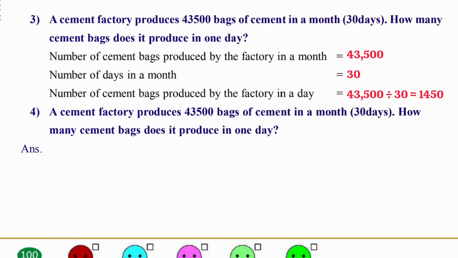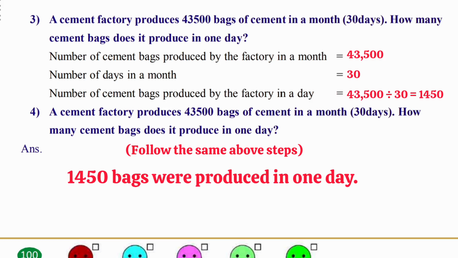Okay, let's see the last question. Same question, but here we have to say how many cement bags does it produce in one day. That one we have to write, but you have to follow the same steps. Okay, all the 3 steps, and then you have to write it down. 1,450 bags were produced in a day. Got it guys? This is the answer.